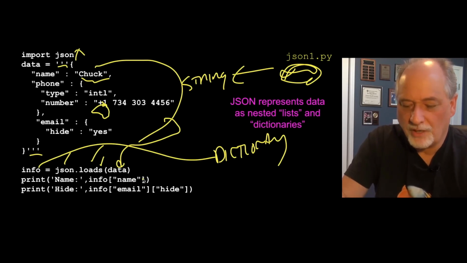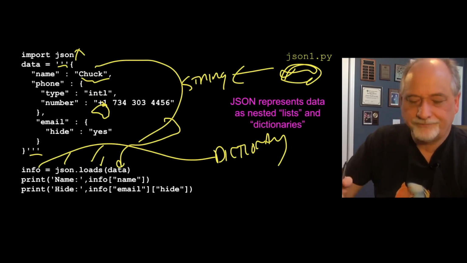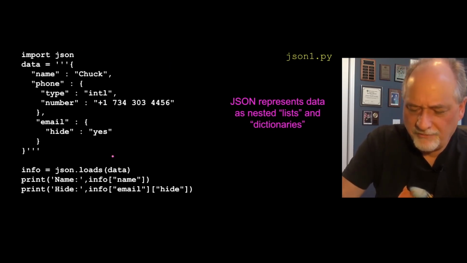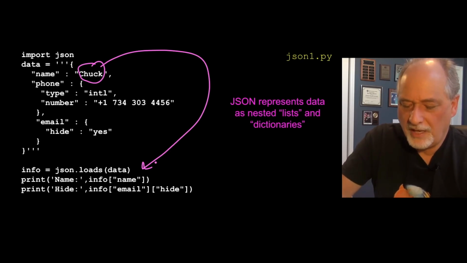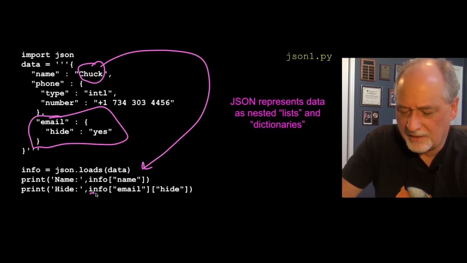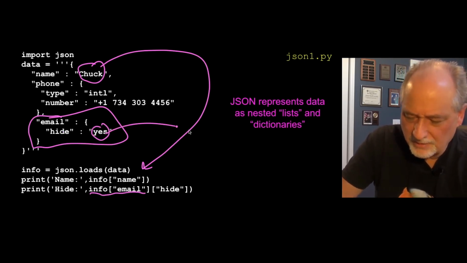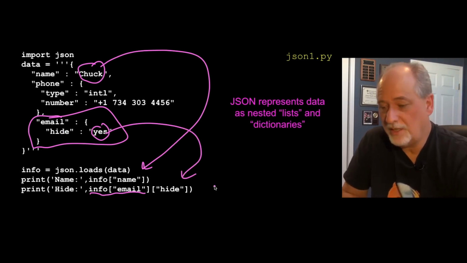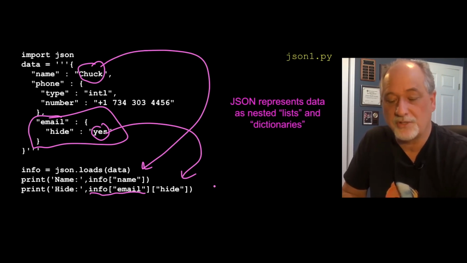Info subname. Well, let's clear this. So info subname, we'll go find Chuck. So if you compare that with the XML, that's just a lot easier. Now, when we have info sub email, that's this thing. So info sub email is that thing. And then sub hide is this. So that's what comes out here. Okay, so it's really nested dictionaries and lists. We haven't seen a list yet, but this is a set of nested dictionaries that it parses.